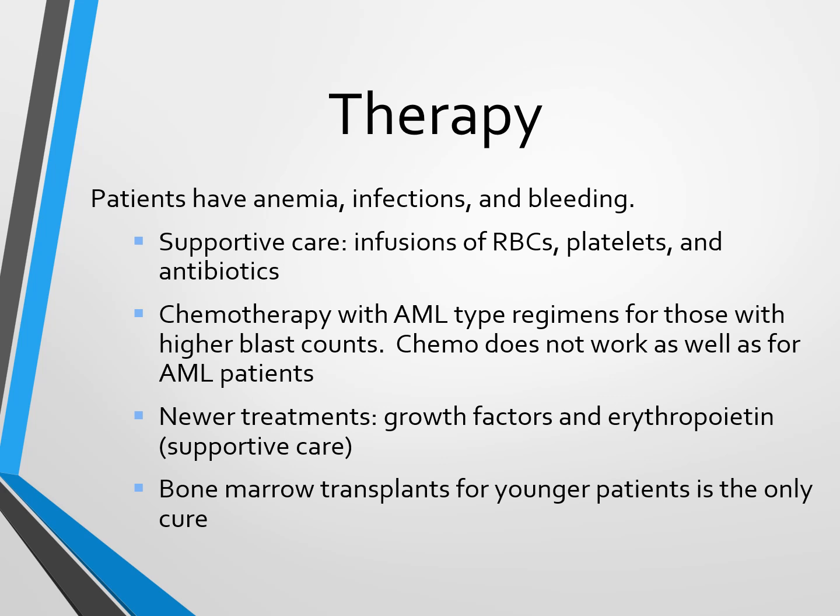So chemotherapy with AML type regimens for those with higher blast counts, but prior to transitioning to AML, because chemotherapy does not work as well for AML patients once you have transitioned. It becomes really refractory to treatment. There are a couple of newer treatments like growth factors and erythropoietin, and again, that falls under that supportive care. So if you have decreased cells or cytopenias across the board, we're just going to give our little bone marrow a little pep talk and say, hey, come on, you can do it. Here are some growth factors and some erythropoietin to kind of remind you what to do.